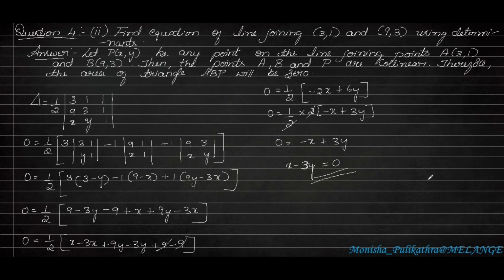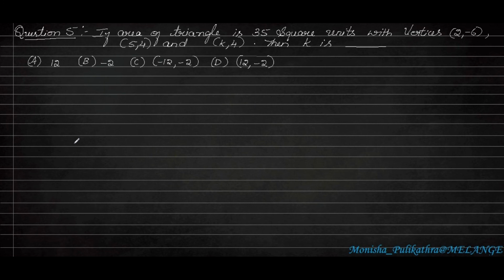I hope you understood this. Moving on to the last question of this session. So here the area of the triangle has been given. The area of the triangle is 35 square units. So delta we have to take as plus or minus 35 square units, and the vertices are also given. So we have to find out the value of k, because the vertices are A is 2 comma minus 6 and B is 5 comma 4 and the third point is k comma 4. So we have to find out the value of this k here.